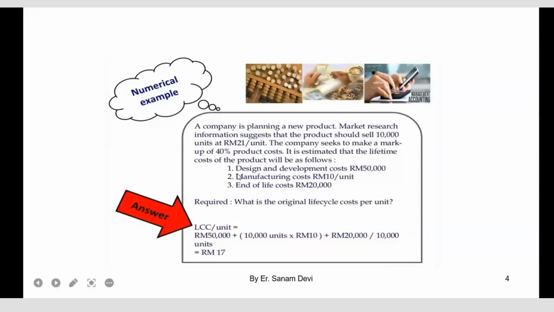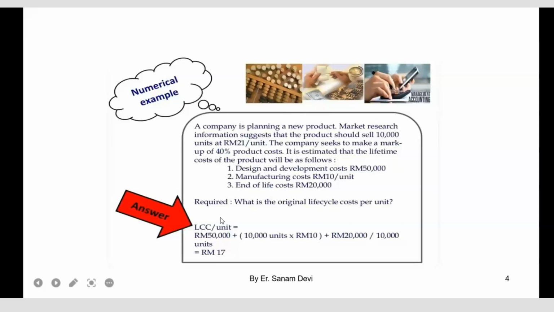It is estimated that the lifetime cost of the product will be as follows. First one, what is given? Design and development cost is 50,000. Manufacturing cost is RM10 per unit. End of life cycle is RM20,000. What is he asking? He is asking what is the original life cycle cost per unit.